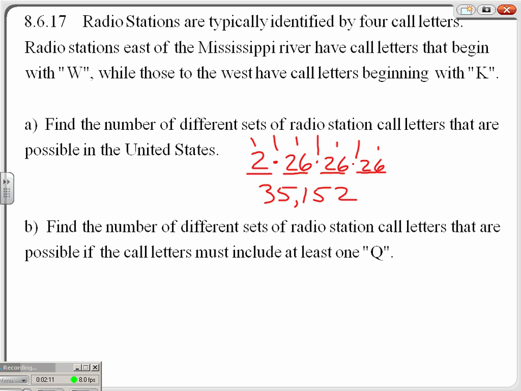But B is another deal. Find the number of different sets of radio station call letters that are possible if the call letters must include a Q. Well, what we know for certain is they're not going to include a Q in the first letter. And we might think along these lines. We might think, okay, how about if we force a Q in there somewhere and say, I'm going to make the second letter be a Q. But then we may think, well, perhaps I want to make the third letter be a Q. And these letters can be whatever they want.